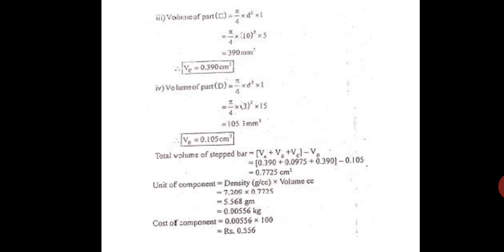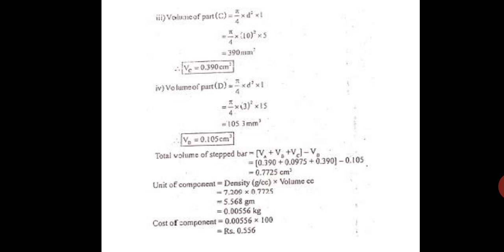So the total volume of the stepped bar is VA plus VB plus VC minus VD, that is 0.39 plus 0.0975 plus 0.39 minus 0.105. You get the volume as 0.7725 centimeter cube. Now the mass of the component is density into volume. Density is nothing but mass by volume, so mass is equal to density into volume.